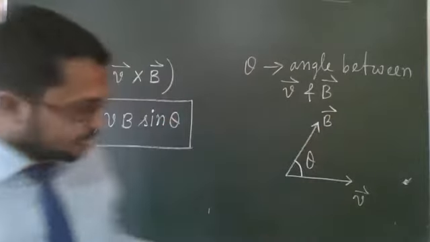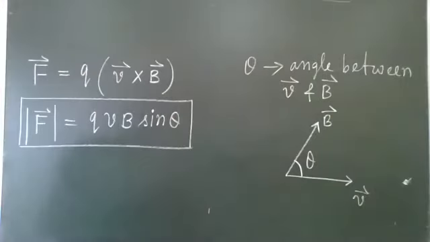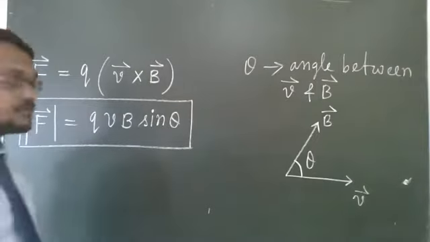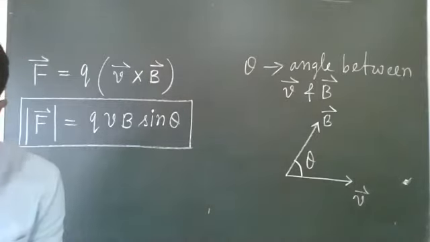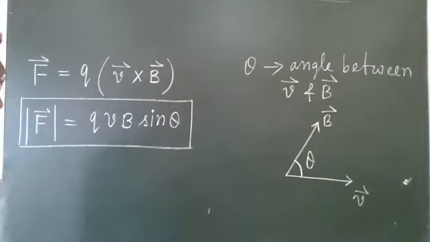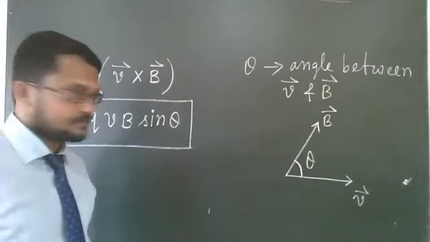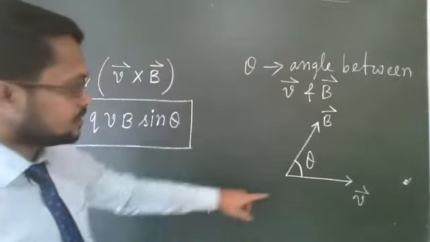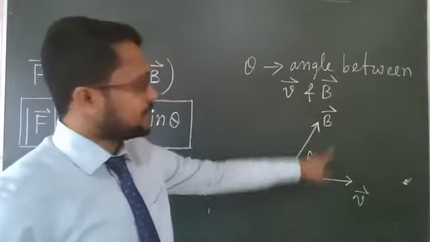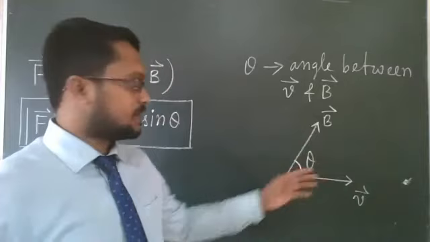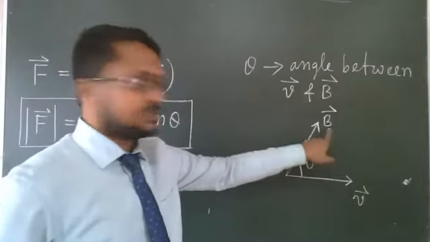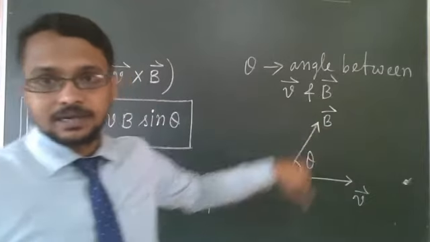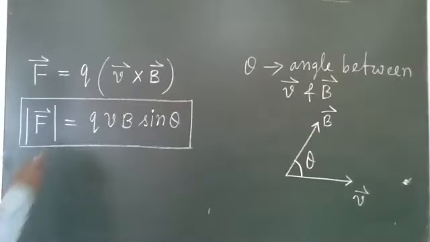Clear? Is it clear? Yes, sir. So v and B may be perpendicular or they may not be perpendicular, but the force will be perpendicular to both the velocity vector and the magnetic field vector.